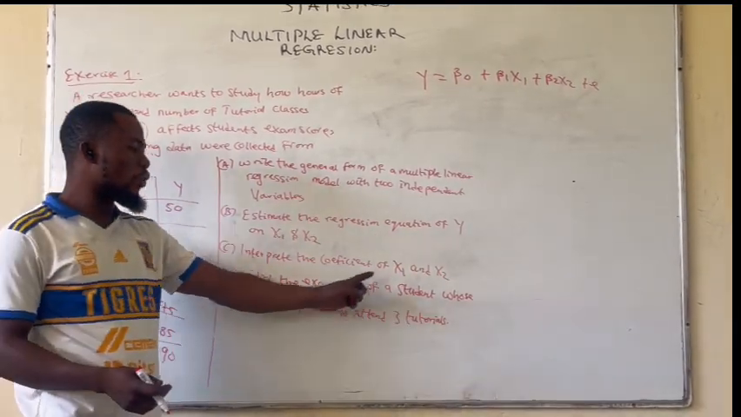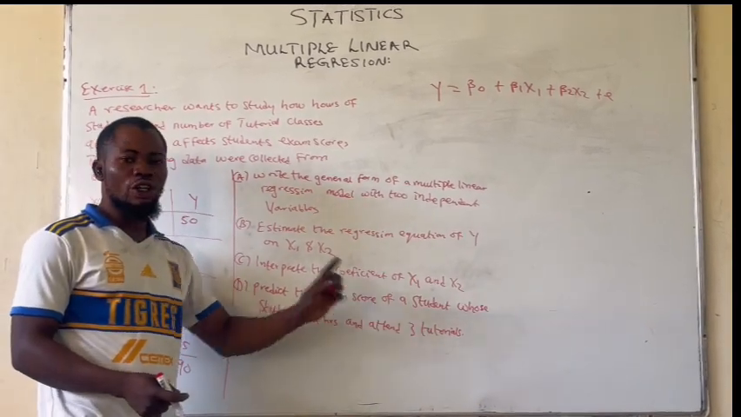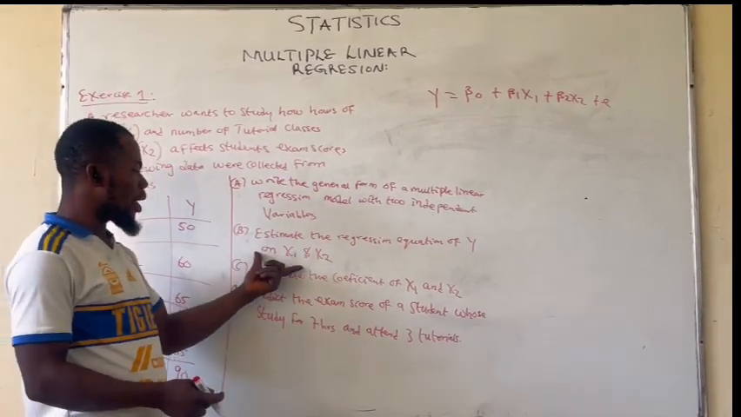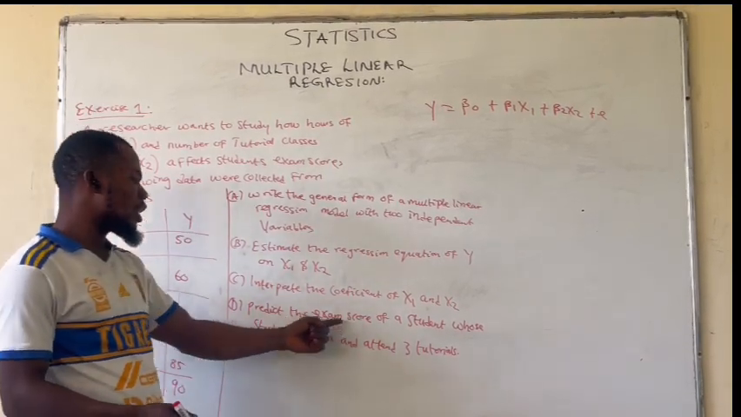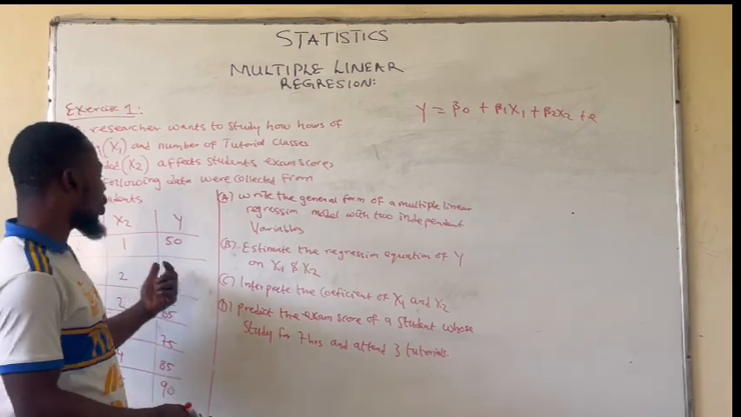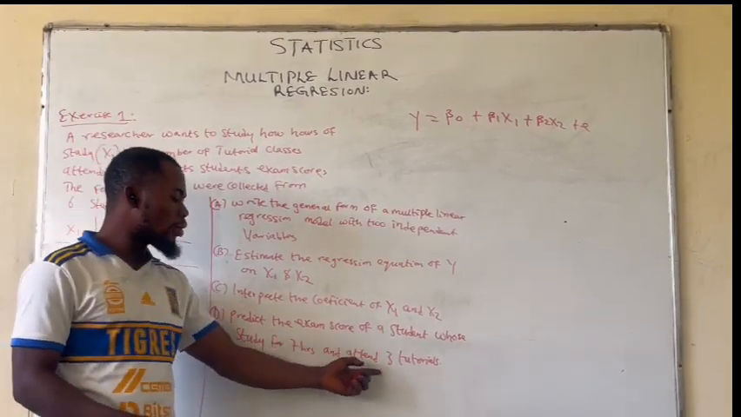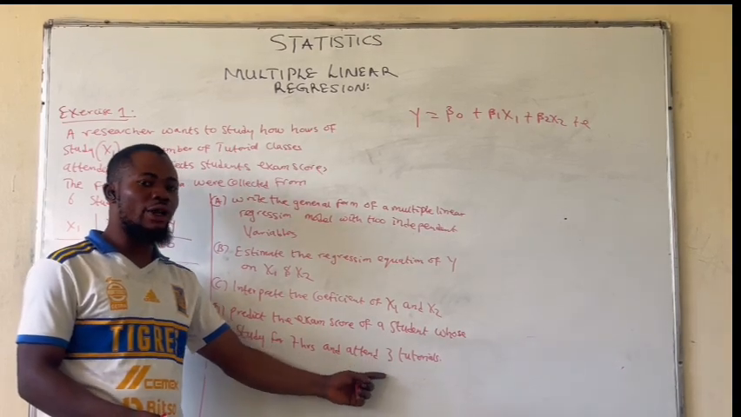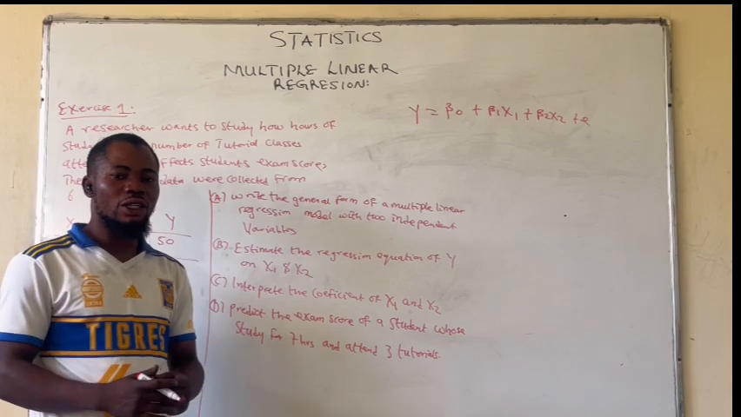Predict the exam score of a student who studies for 7 hours and attends 3 tutorials. After solving this part, at your final answer, since they say predict the exam score of the student who studies for 7 hours, our x1 is our study hours. Our x1 will turn to 7, while x2 will turn to 3, since x2 stands for tutorials. Please solve it and drop all your answers in the comment section.